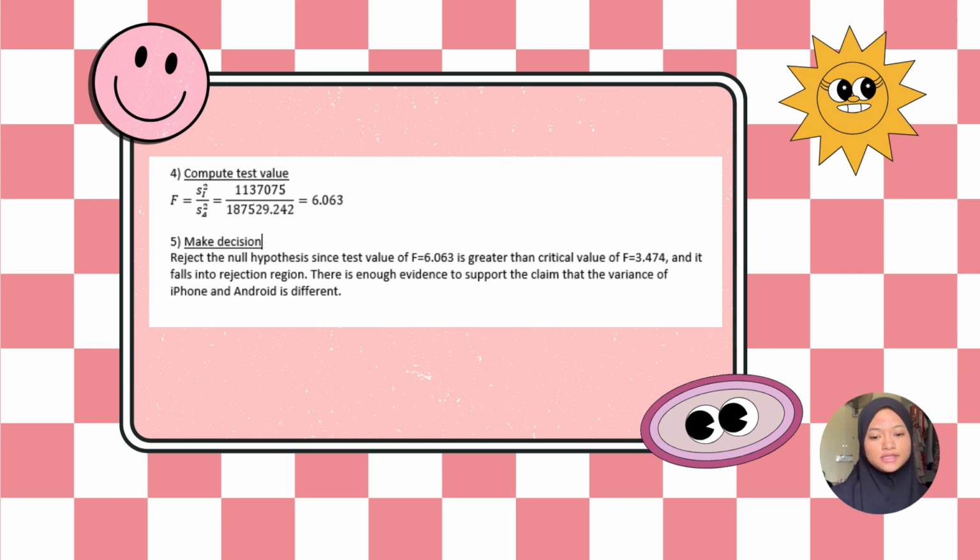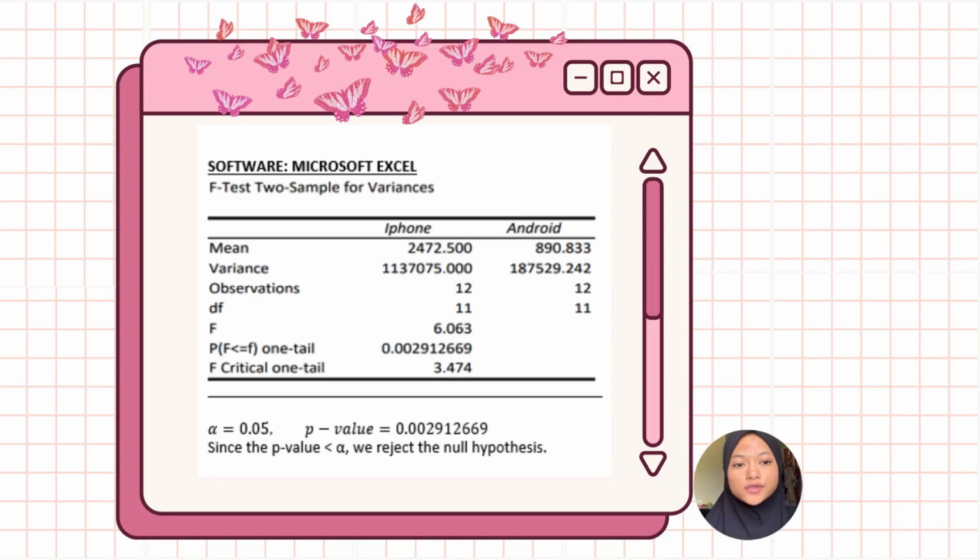We reject the null hypothesis since the test value of F, 6.063, is greater than the critical value of F, which is 3.474, and it falls into the rejection region. And there is enough evidence to support the claim that the variance of iPhone and Android is different. And then we can use software, which is Microsoft Excel, to make a decision on whether to reject the null hypothesis or not. We can compare the p-value and alpha. In this data, we can see that alpha is 0.05, while the p-value is 0.00291269. And we can say that the p-value is less than alpha, so we reject the null hypothesis.